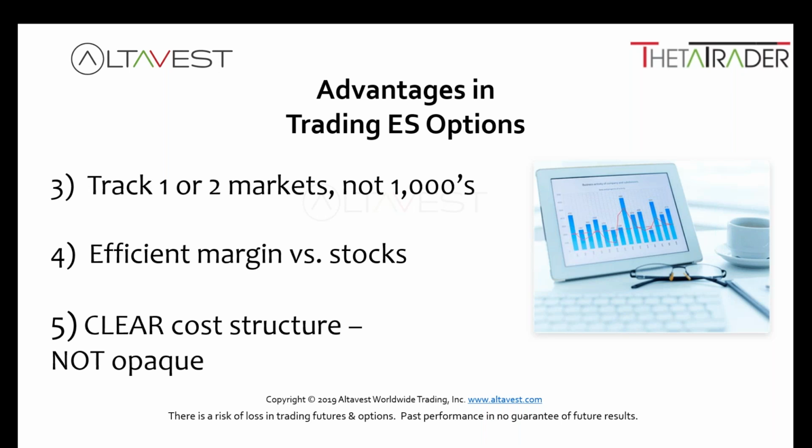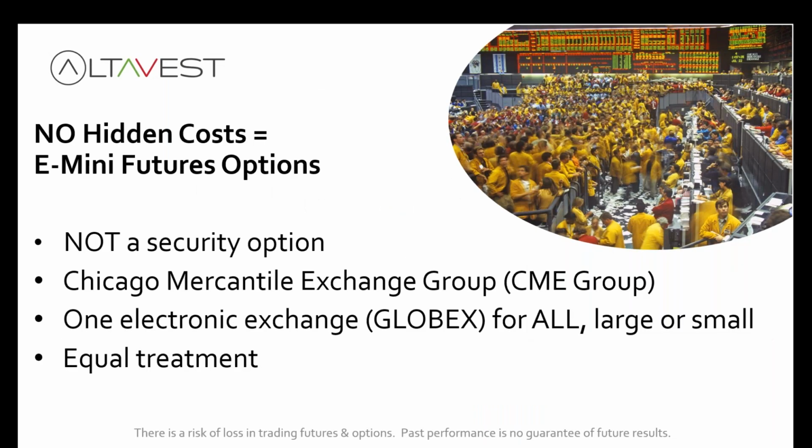And let me show you what I'm talking about. Remember, everything we're doing is a futures option. These are not securities, and there are no hidden costs with these E-mini options. So everything trades at the CME Group, the largest futures exchange in the world, and it trades on their electronic exchange called Globex. And what that means is every order you place is routed and filled through the same electronic marketplace and exchange. That means every order, if you have a 1 lot, or a billionaire doing thousands of trades, you're all trading in the same platform. So there's no special treatment for any orders based on size or anything.